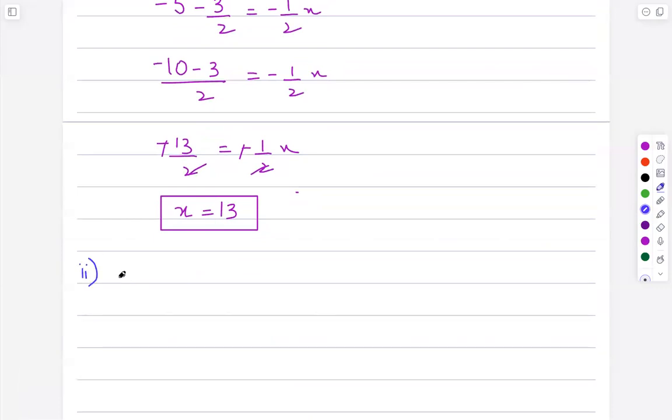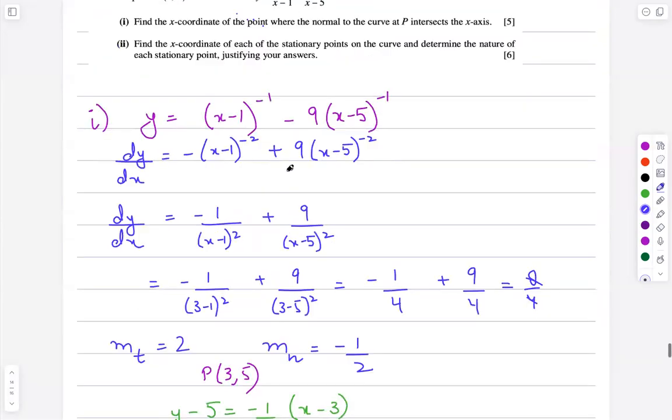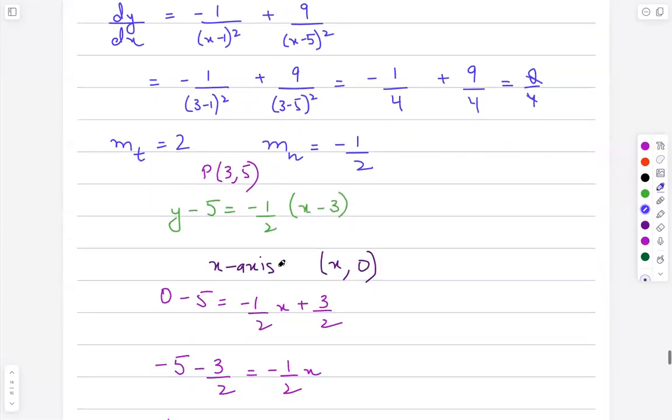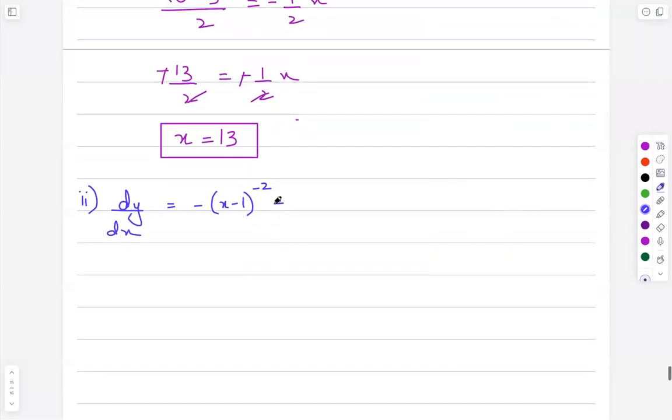So in the first step, we'll write dy/dx as −(x − 1)^(−2) + 9(x − 5)^(−2). Putting it equal to 0, we'll get 0 equals −(x − 1)^(−2) plus 9(x − 5)^(−2).